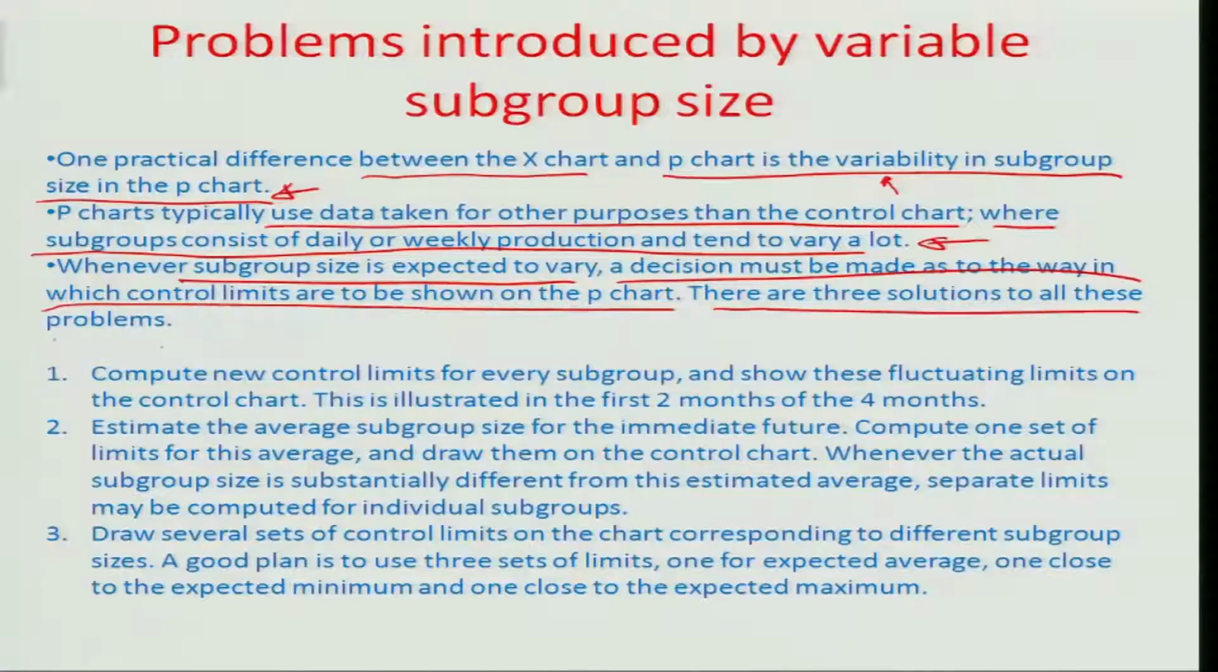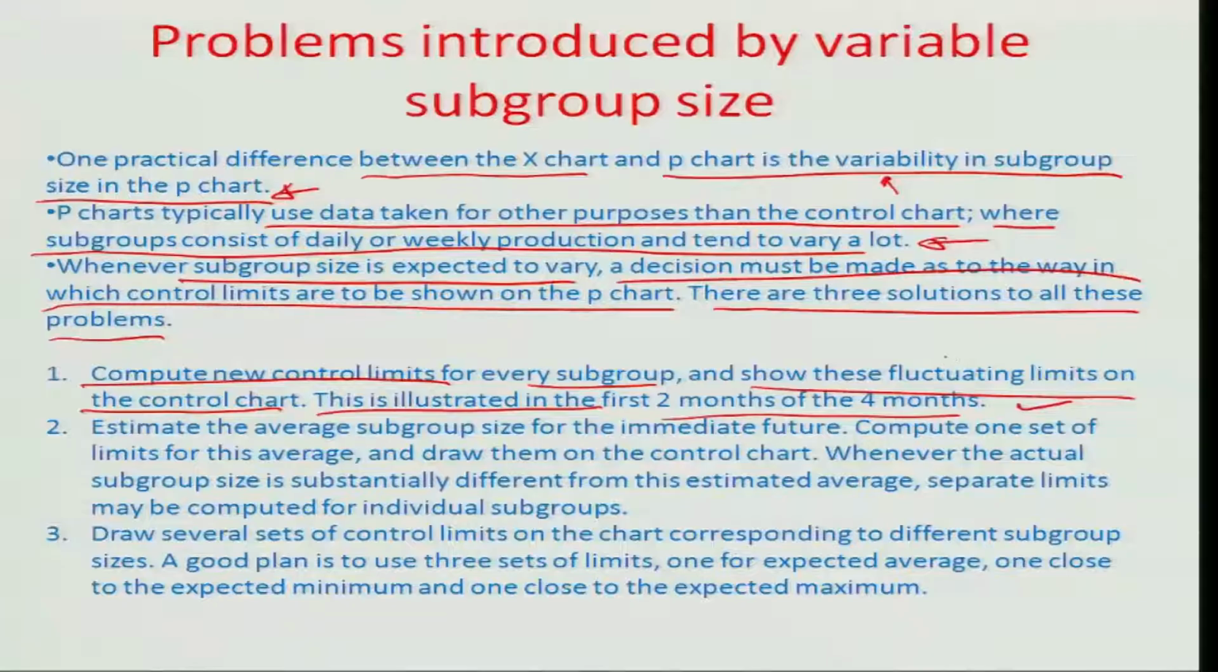There are 3 solutions to these problems. One is to compute new control limits for every subgroup and show these fluctuating limits on the control chart. This is illustrated in the first 2 months of the 4 months. I will show you one problem example where I will actually do this.